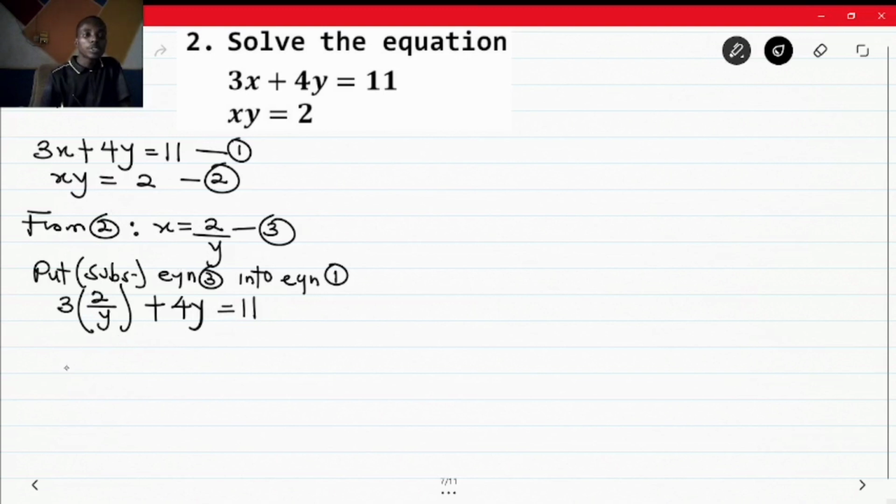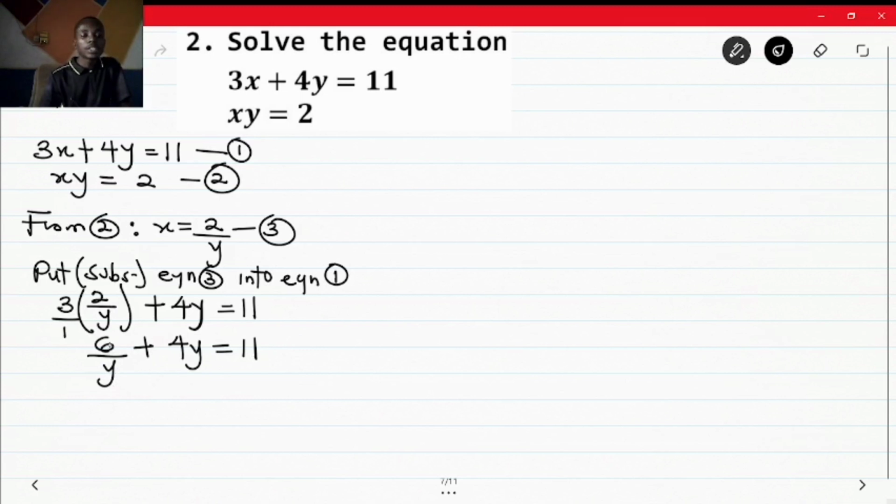So I open this up. I will have 3 times 2, and that's 6. Don't forget that this 3 will only multiply the 2. It will not multiply the y, because 3 is over 1 here. So 3 times 2, 6. 1 times y, y. So that's it. Plus 4y equals 11.